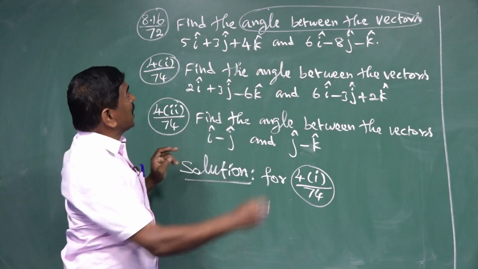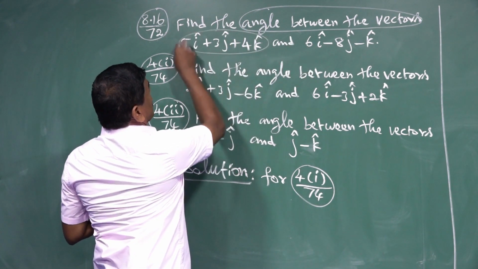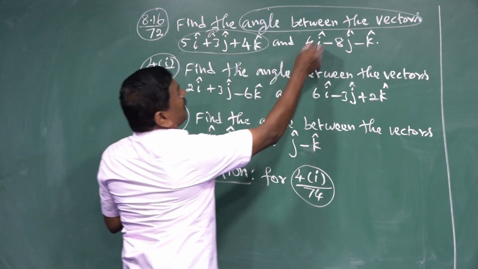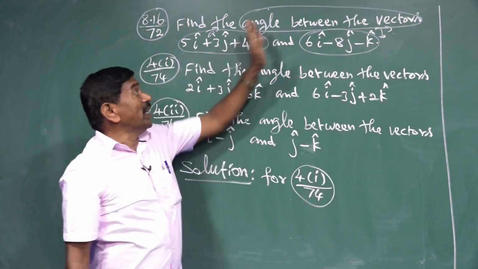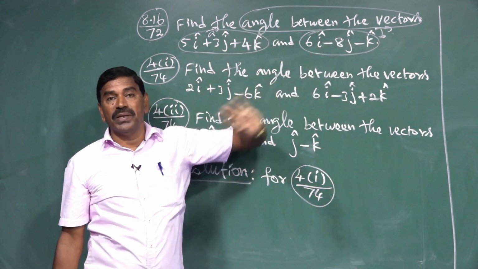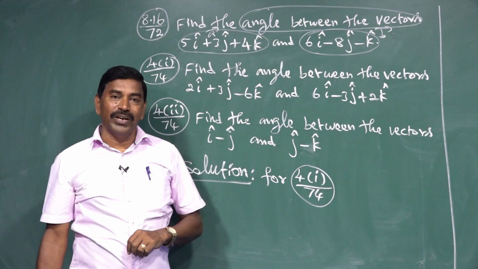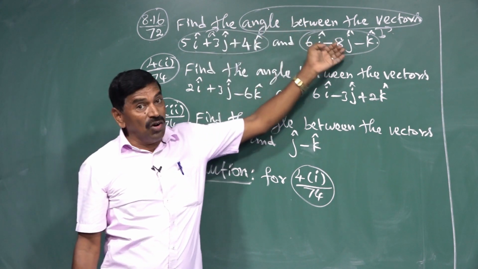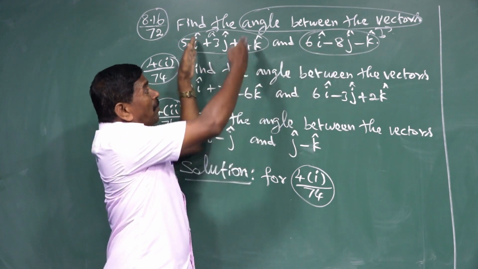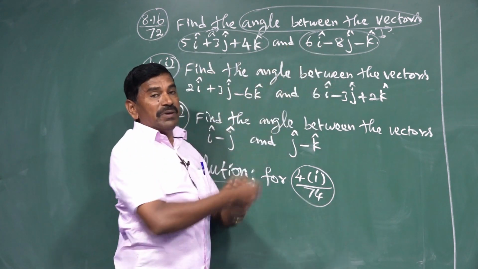Now for our convenience, let A vector equal to first one. Let B vector equal to second one. Then the angle between A vector and B vector is given by the formula cos theta equal to A vector dot B vector divided by modulus A vector into modulus B vector.